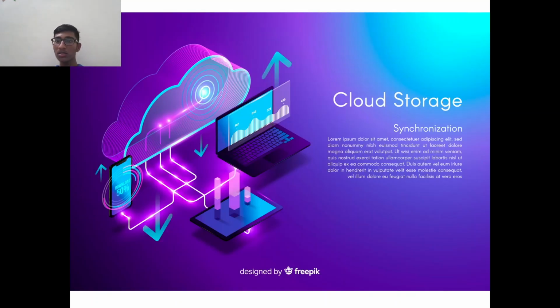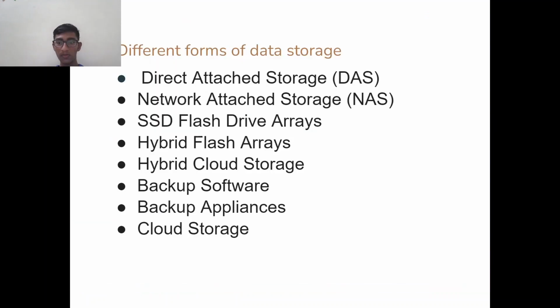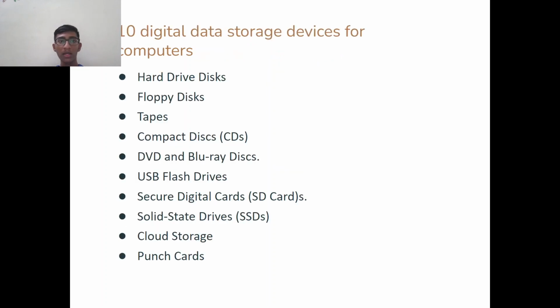So this is an image showing cloud storage. As you can see in the image, we can connect multiple devices at the same time and use this cloud storage in order to download or upload any files and data. There are different forms of data storage devices: direct attached storage, network attached storage, SSD flash disk arrays, hybrid flash arrays, hybrid cloud storage, backup software, backup appliances, and cloud storage.